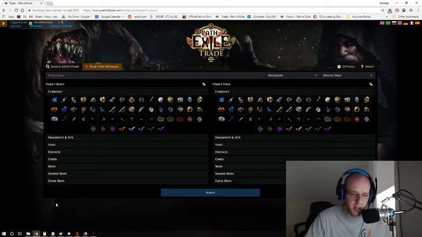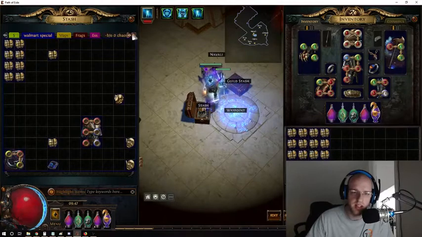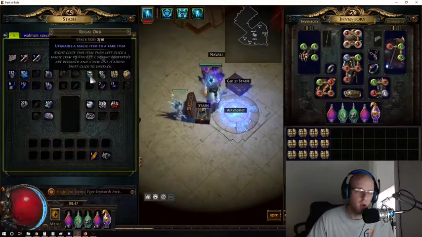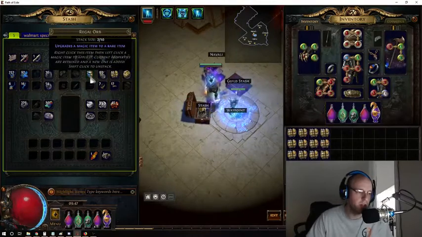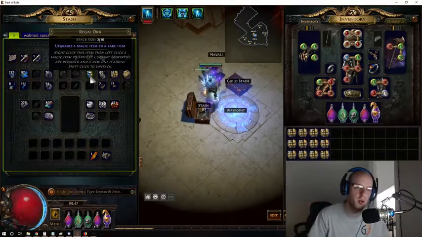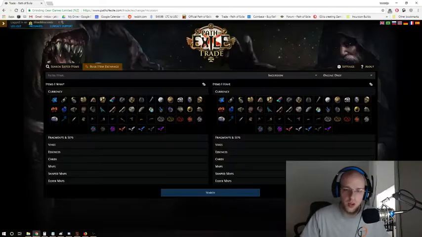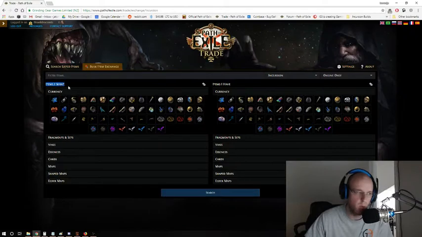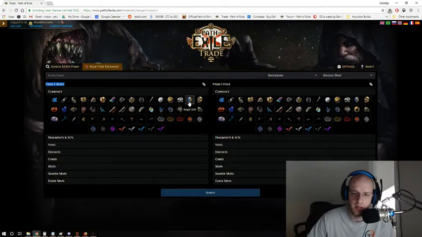So let's say, for instance, that I'm playing Path of Exile, and inside my stash tab I've got only a couple of regal orbs, and I really want to do some regal crafting. So let's say I've got a particular hankering for some regal orbs. Well, what we're going to do is look for regal orbs under the Items I Want category on the Path of Exile trade website. We're going to look for the icon for regal orb. There we go. It's right there.